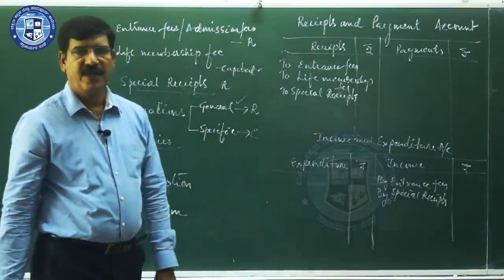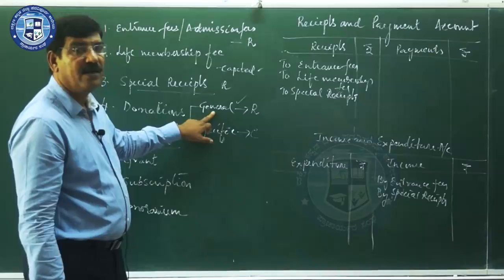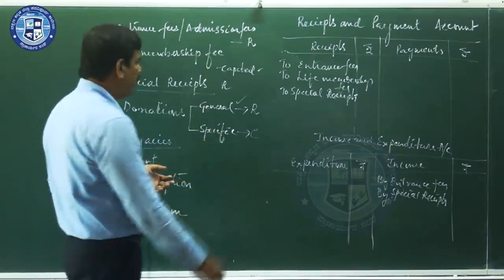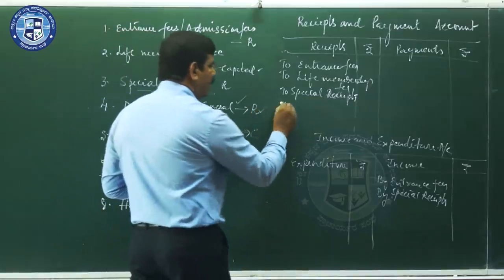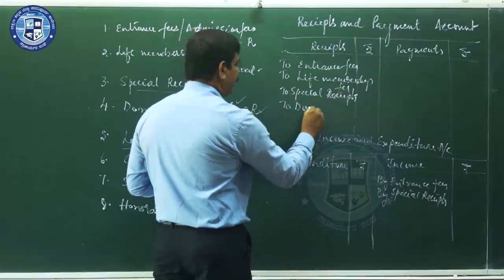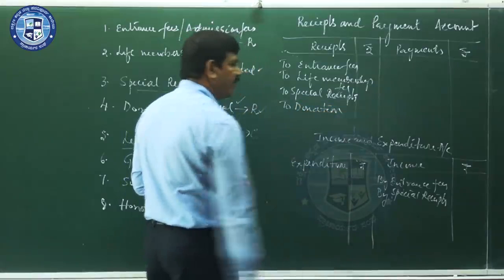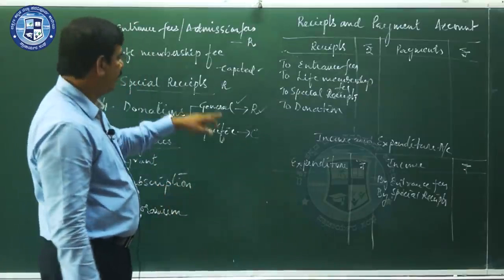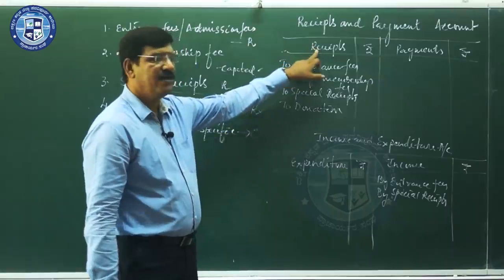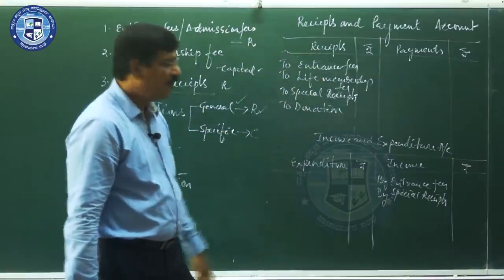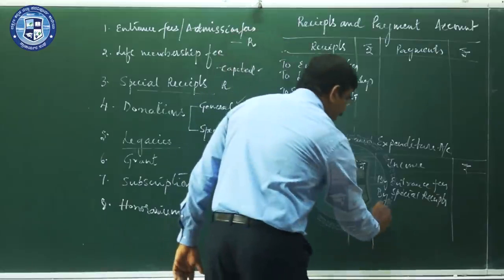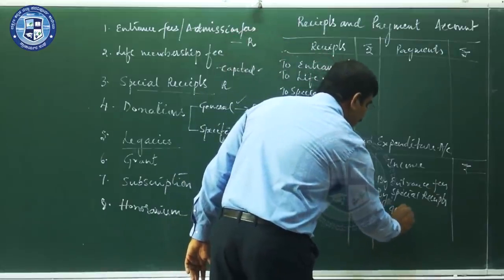So while treating them, general donations are revenue in nature. We may get such donations very often, that's why they are revenue in nature. We write them on the receipt side of the receipts and payments account. Whether it is a general donation or a specific donation, we have to write them on the receipt side of the receipts and payments account, but while recording them in the income and expenditure account, only general donations should be recorded.